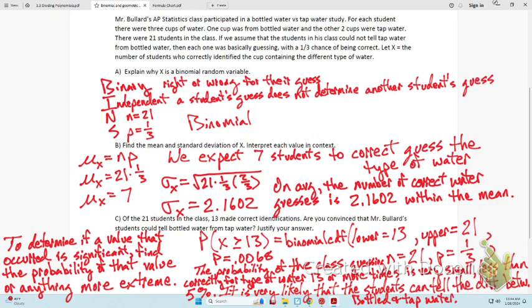So it really did occur. The probability of guessing correctly that many times is rare. It should not happen, but yet it did happen. That implies they probably weren't guessing. They were skilled at determining bottled versus tap.